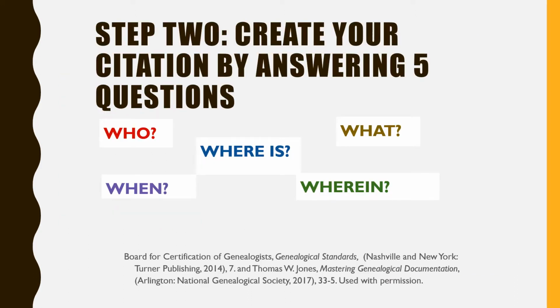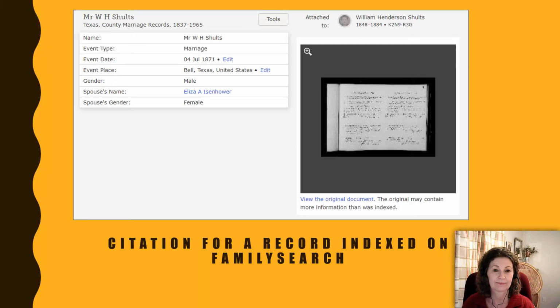Now remember step 2, that we create our citation by answering the 5 questions: the who, what, where is, when, and where in. Because we're doing layered citations, we'll be answering these for both layers. But we don't always need to duplicate information. Sometimes one layer can answer the question of who, and we don't need to duplicate it in the other layer. We'll look at some examples of that.